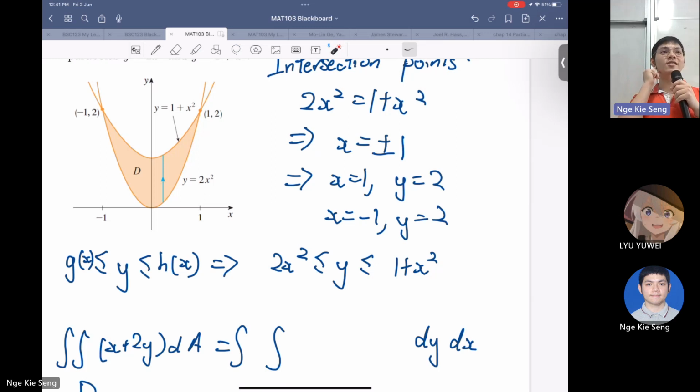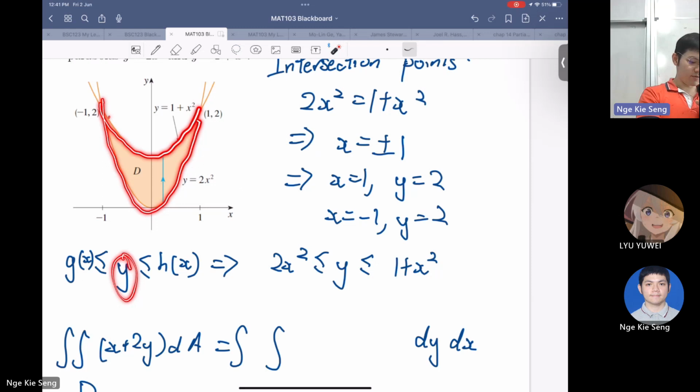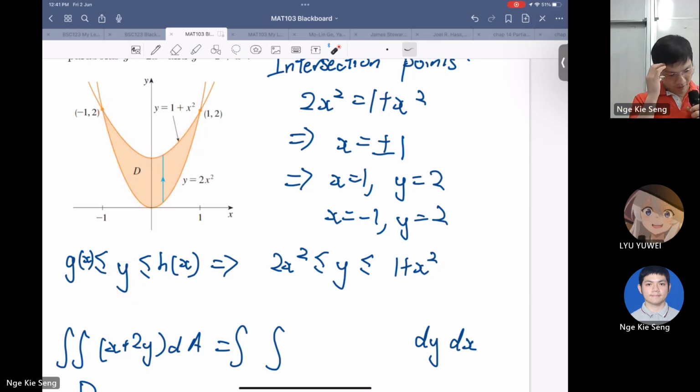How about the others? Can you see that all the y's are bounded below by 2x squared and bounded above by 1 plus x squared? Okay. How about your x?